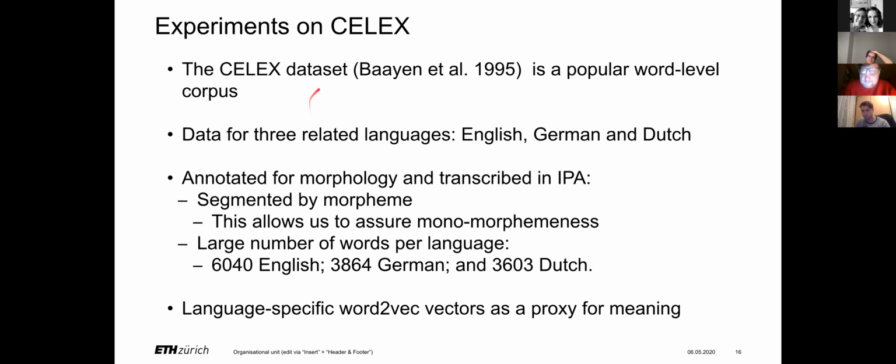We provide experiments on the CELEX data set. This is by Harald Baayen, which is a popular word level corpus. There's data for three related languages. Of course, that's problematic, as we don't get a wide picture of the different things that can occur. But at the same time, there is quite a bit of research on phonosemes that pop up in these three languages, so we can qualitatively validate what we found. Importantly, this is annotated for morphology and it's transcribed in IPA. And we're going to use language-specific word2vec vectors, that is, trained on data in that specific language, as an approximation of meaning.